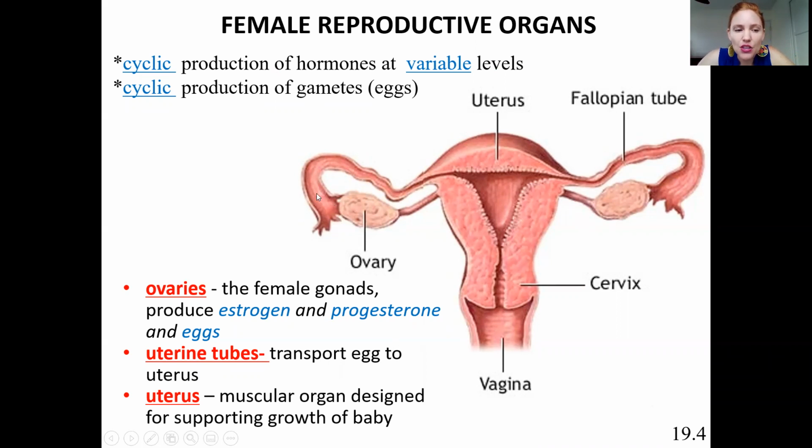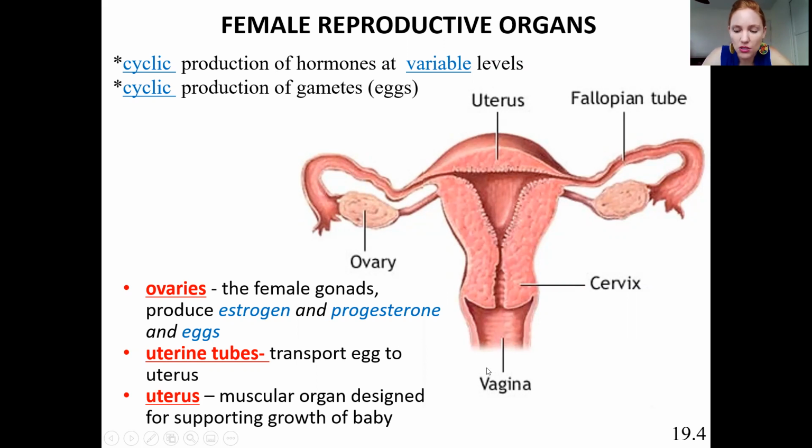Then we have the uterine tubes, also known as the fallopian tubes. If you learned that term, that's how I learned it growing up. But we're going to call them uterine tubes in this class. Then we have the uterus here. The uterus is what houses the fetus, also known as the womb. And then down here would be the vagina. Okay, so we have the ovary, uterine tubes, uterus, and vagina.